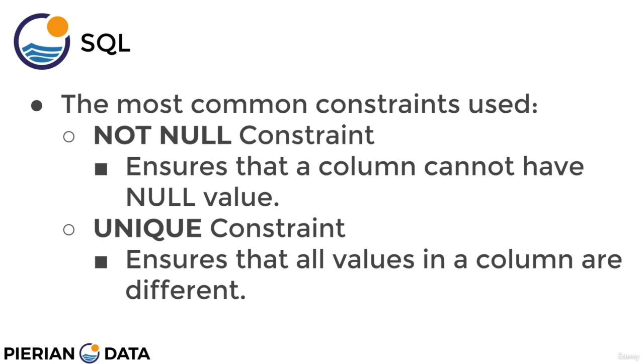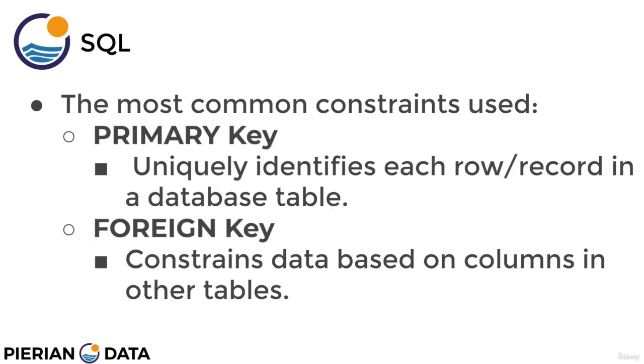So a unique constraint could be used as something like a customer ID column because you want each customer ID to be unique. You wouldn't want to use a unique constraint on something like a first name column because people can definitely have the same first name. So unique, again, ensures all values in a column are distinct or different.